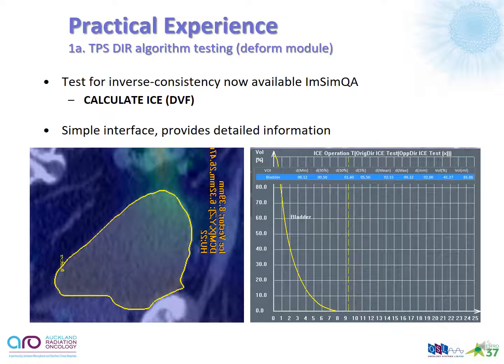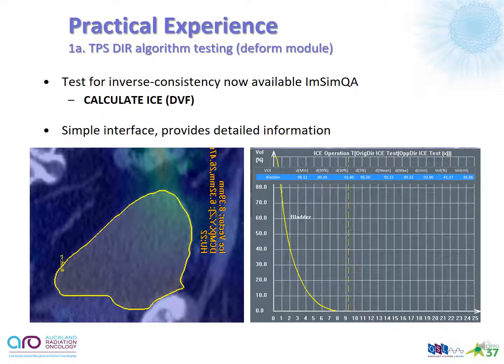And this is a very simple interface and provides very detailed information, which I'm going to show here on this slide. So the bottom left image is showing the contour of the bladder and a color wash showing the difference in the DVFs in the forward and inverse direction. You can hover your mouse over this color wash and it provides you the vector difference in terms of the X, Y, Z position.